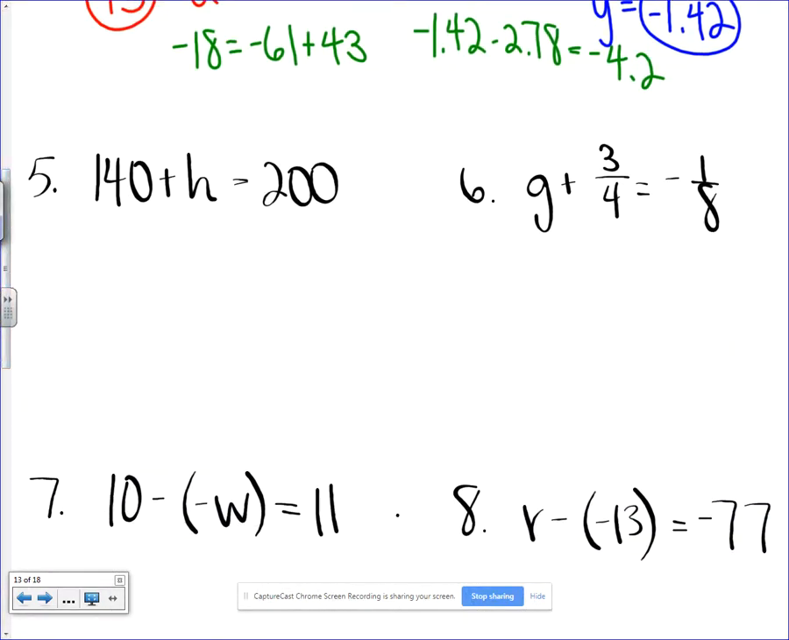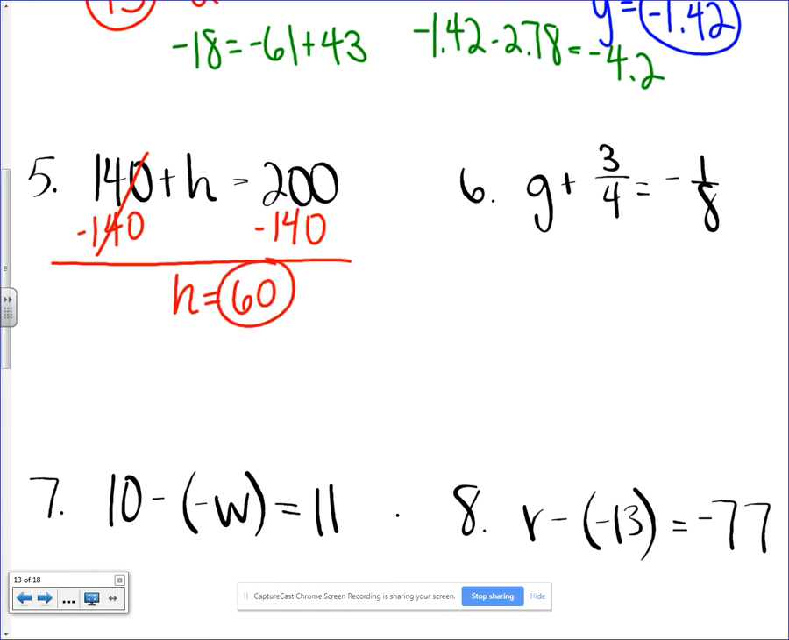Number 5 here, I need to isolate this h. So I need to get rid of this 140. Well, it's positive, so I will subtract it in order to cancel it out. H equals, and if I subtract those two, I get 60. Now remember, you can plug in this h right here and figure out if it actually equals 200 to see if you are correct. So folks, when you take a test or a quiz over this, you should be able to know which questions you get right and which questions you get wrong. If you have time, you should be going back and checking your answers.